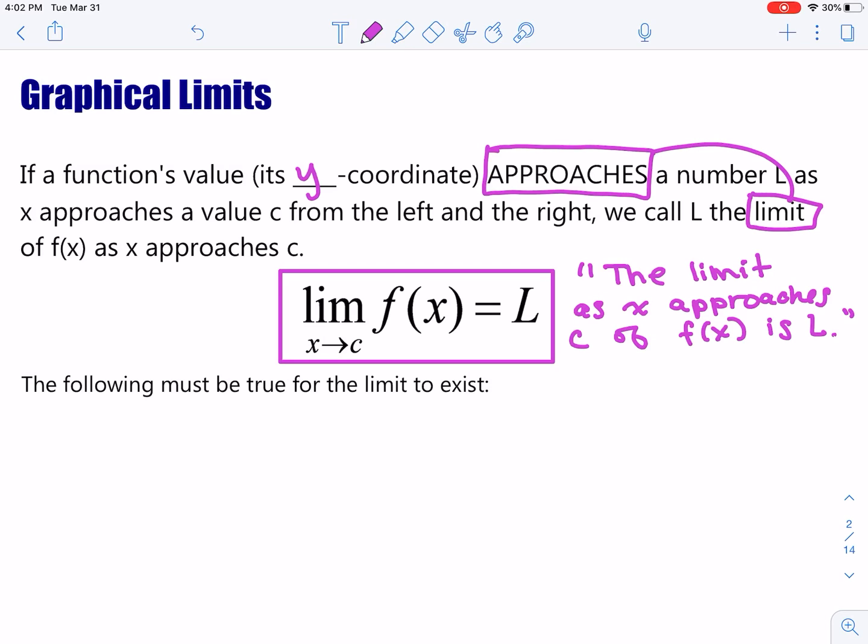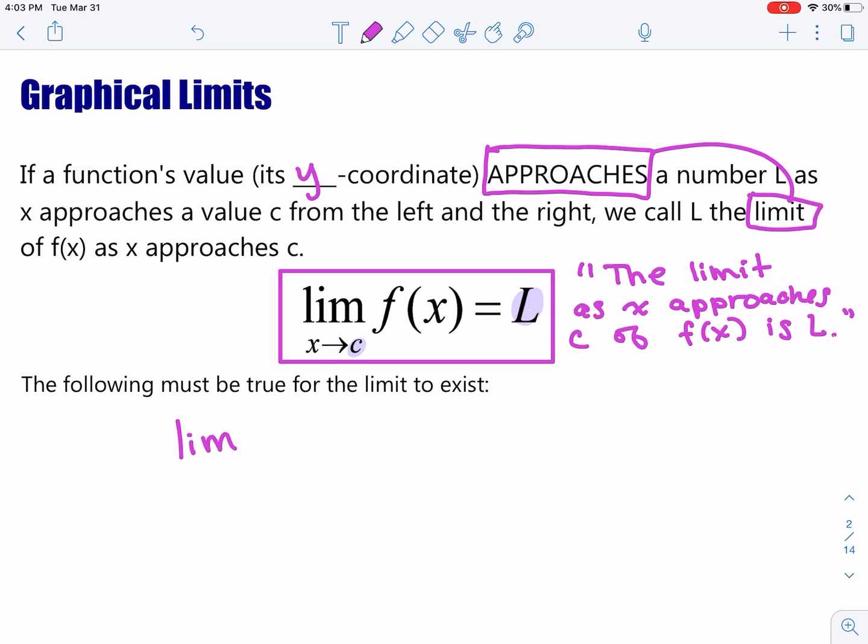The following needs to be true for the limit to exist. Just so that we're on the same page here, L and c are constants. Those are just numbers. L is the number your y values are approaching, and c is the number your x values are approaching. So this has to be true for the full limit to exist.